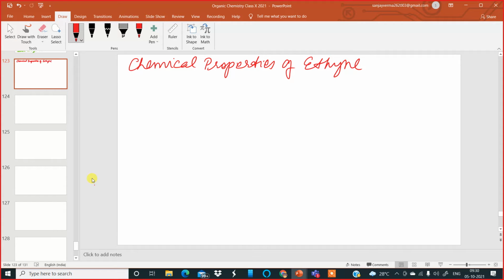Whenever we talk about chemical properties, we are talking about chemical reactions of ethyne with different molecules, compounds, elements, whatever. So all the chemical reactions come under chemical properties. Remember, since ethyne has a carbon triple bond, it will readily undergo reactions called addition reactions. Remember that ethyne is an alkyne containing a carbon triple bond. That's why it will undergo addition reactions most readily.